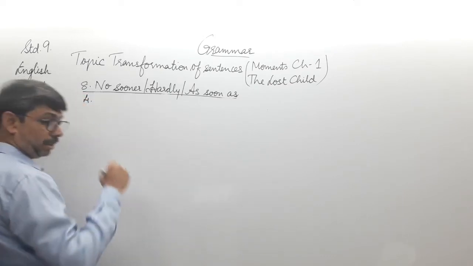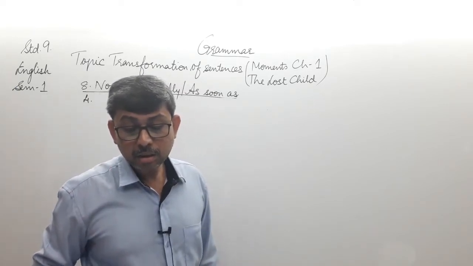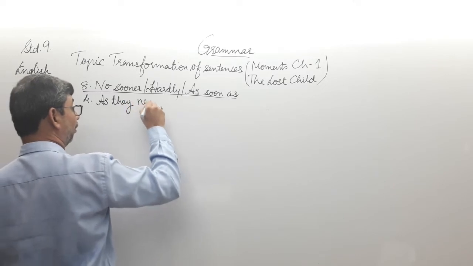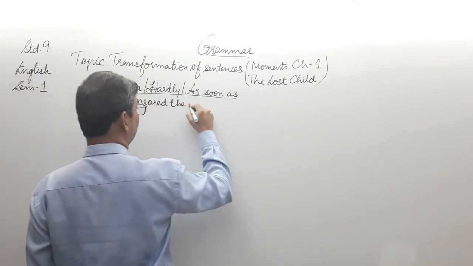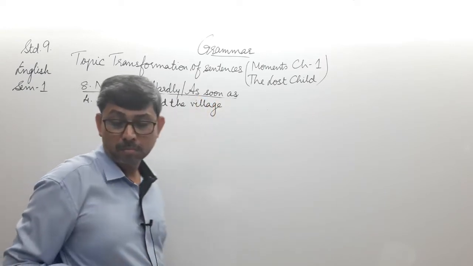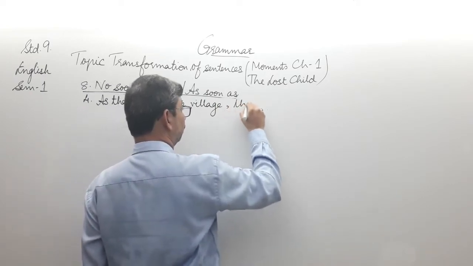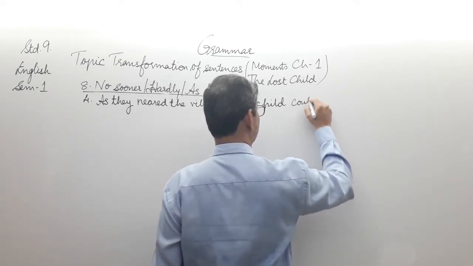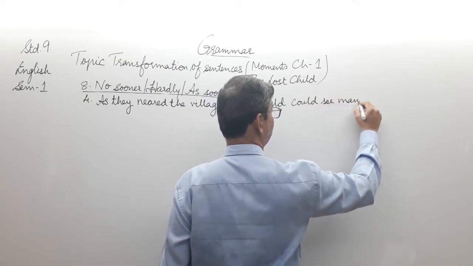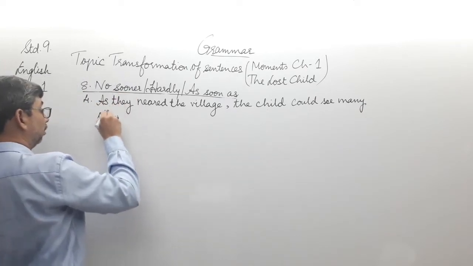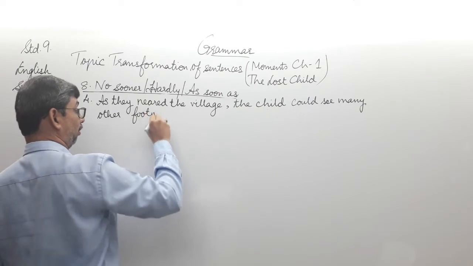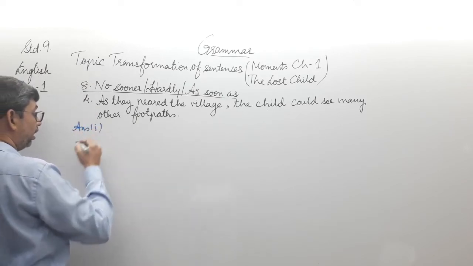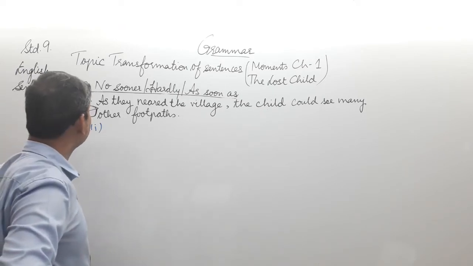The fourth practice sentence, textual one. As they neared the village, comma, the child could see many other footpaths. Well, let us understand and write three different sentences, three different transformations with no sooner, hardly, and as soon as.